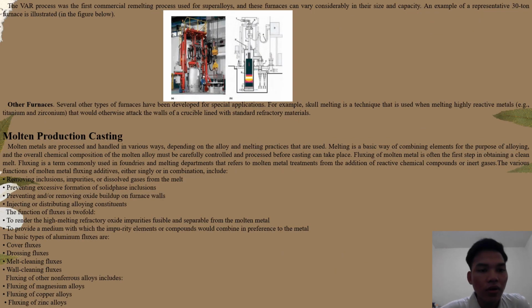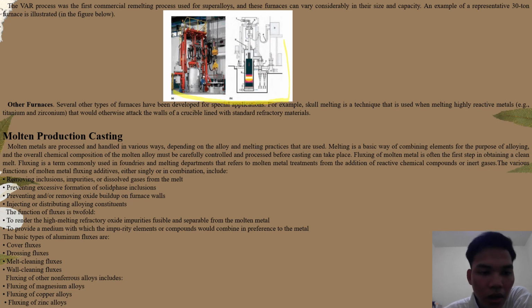The VAR process was the first commercial remelting process used, and the furnaces can vary considerably in size and complexity. An example of a 30-ton furnace is illustrated in the figure below.